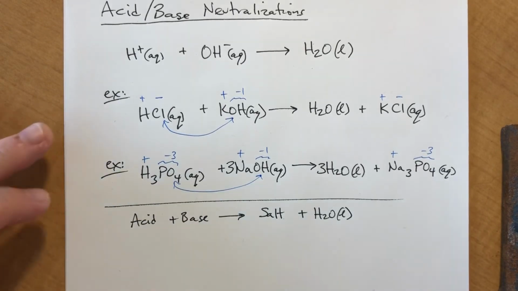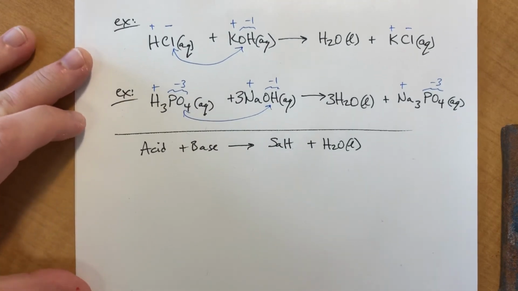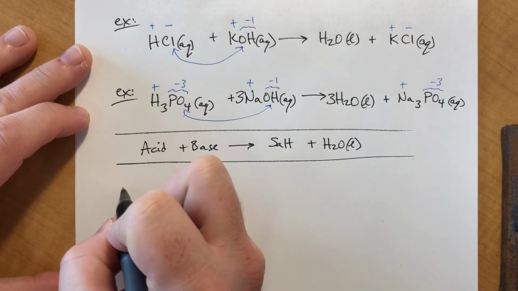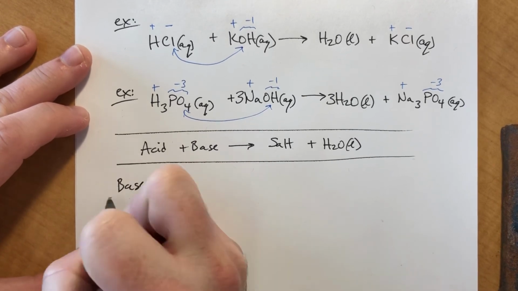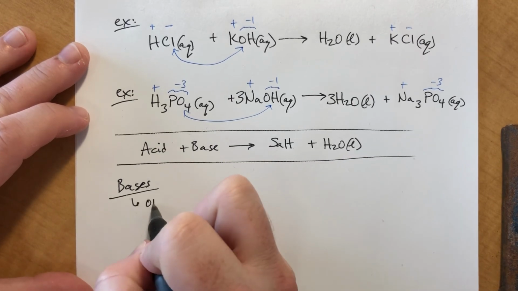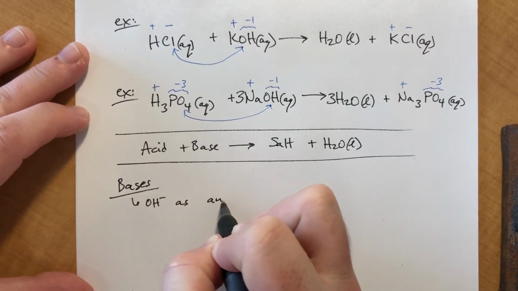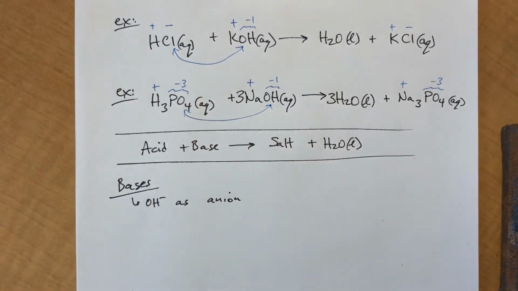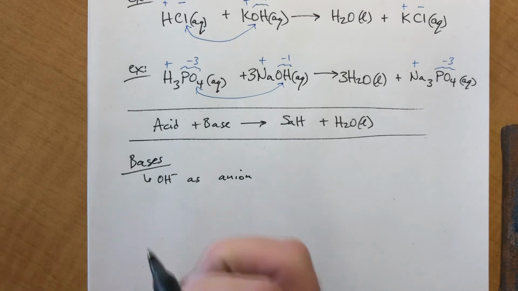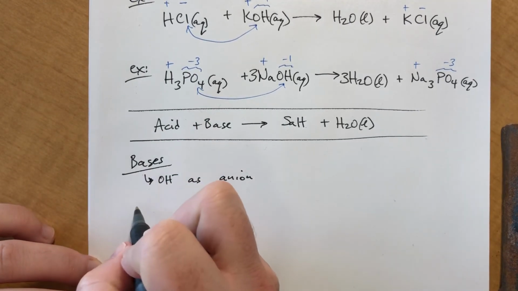Okay? I need to explain an example of a weird base. We said in previous videos that bases are anything with OH- as the anion. That is unfortunately too narrow of a definition for this. So we need to look at a couple examples.